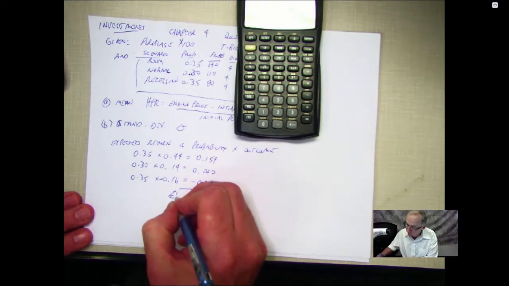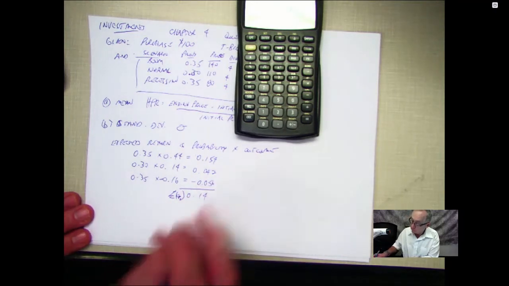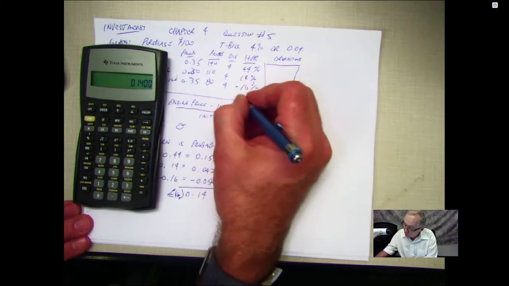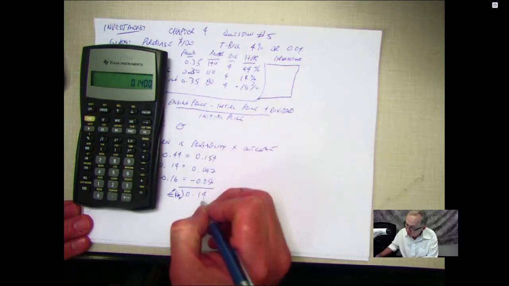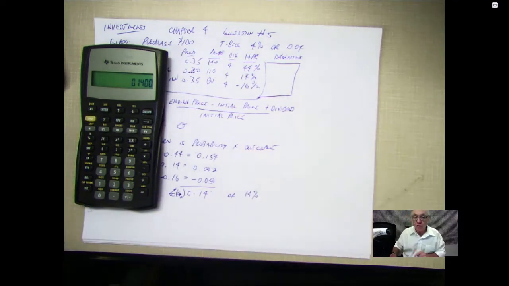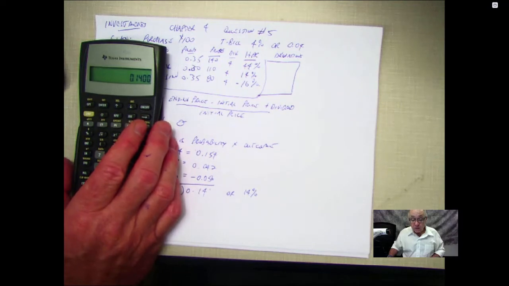So that's the expected return on our portfolio. The sum of the probability-weighted holding period returns gives us an expected return of 14% across all probabilities.